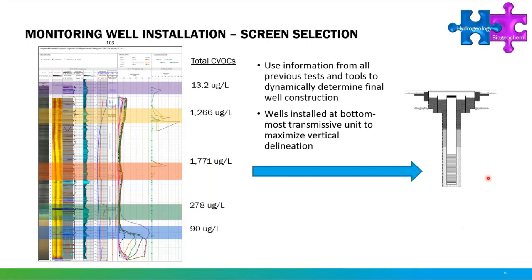After we've done the packer tests, we need to make decisions about where to install a long-term monitoring network. As everyone's aware, for a site such as an environmental contaminant site, you need a long-term monitoring program. You need to see how your plume may or may not be moving, and you need to be able to demonstrate that your remedial action is actually doing what you think it's going to do.